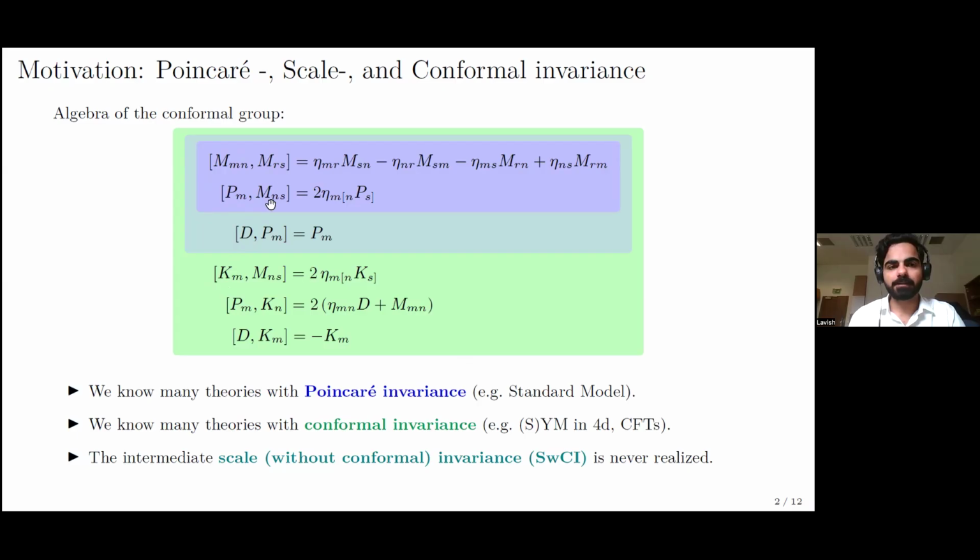If we look at the first two brackets, we can see that this corresponds to the Poincare algebra and is realized in relativistic quantum field theories, and the most famous example for that would be the Standard Model. If we look at the complete algebra, this is realized in quantum conformal field theories, super Yang-Mills field theories in 4 dimensions, etc. But we can see that the intermediate part, which incorporates Poincare and scale invariance, is never realized in physically sensible models. And this is what we are calling the scale without conformal invariance.